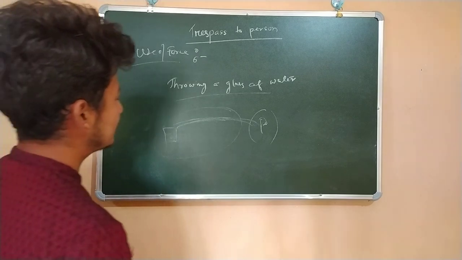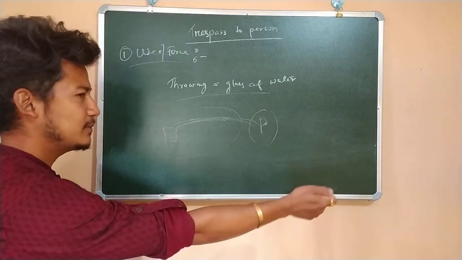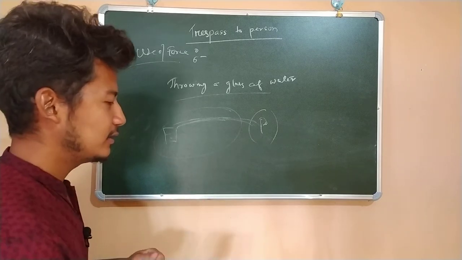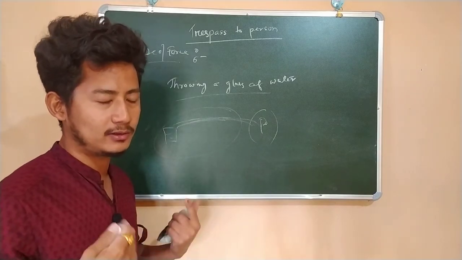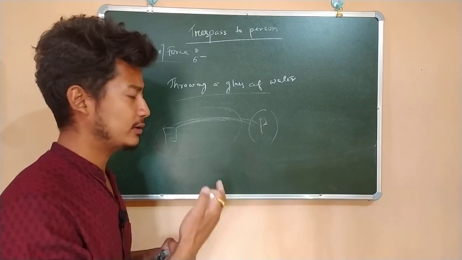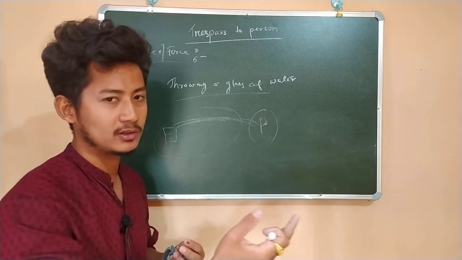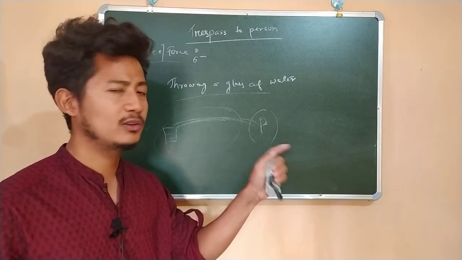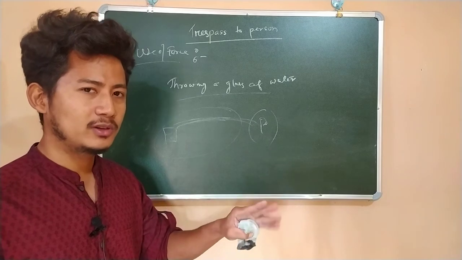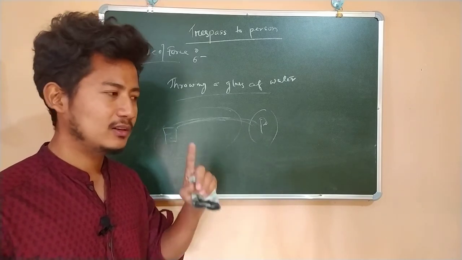And it is not necessary, you cannot say that just by throwing water there is no harm to that person. Yeah, that's correct, just by throwing water nothing will happen to the other person, because it is a mere water. Or you can say that I have spat at the other person, and a mere spit cannot do anything to the other person, no harm can be caused to that person, but still that is a battery.